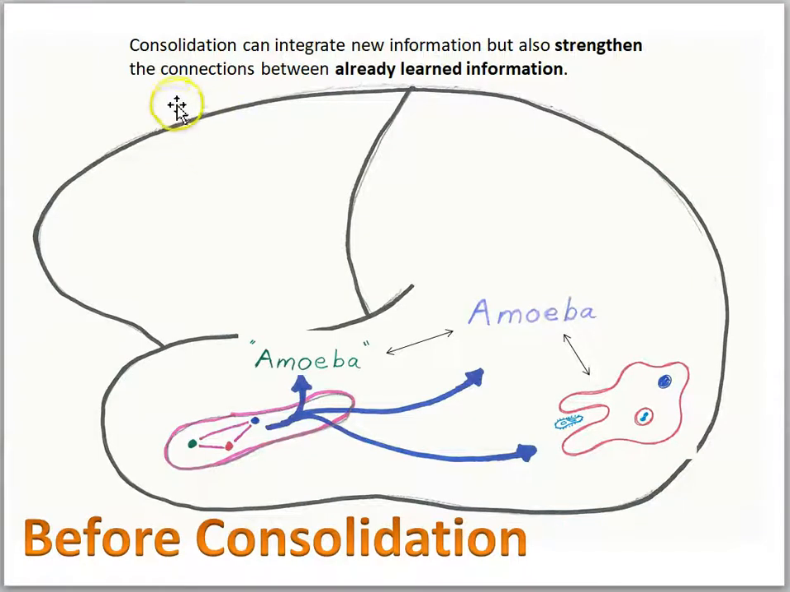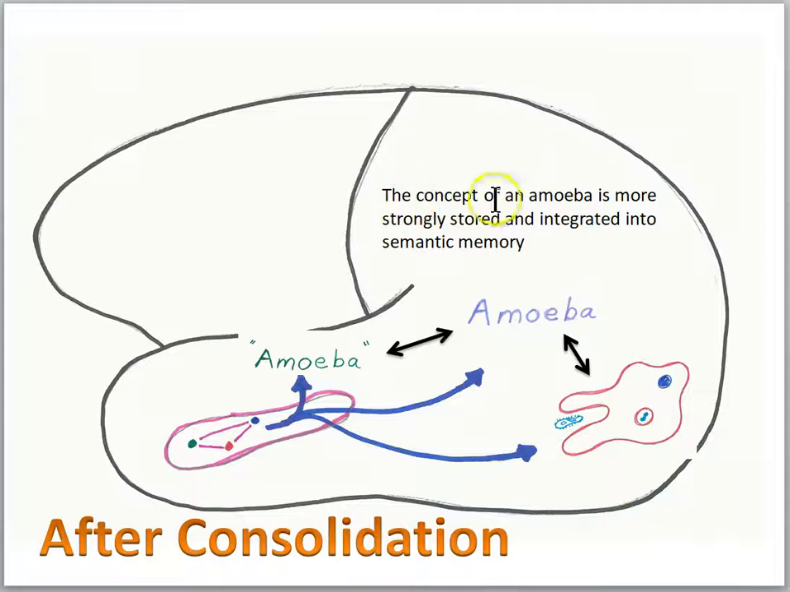Now, this consolidation process, which includes this hippocampal replay, can integrate new information but also strengthen the connections between already learned information. And so we'll add that detail by showing the arrows here. Remember, the concept of an amoeba has access to what amoeba looks like and the sound of the word amoeba, etc. So consolidation can also strengthen the linkages between the aspects of concepts, in addition to inserting new information into a semantic memory. So the concept of an amoeba is more strongly stored and integrated into semantic memory as a result of consolidation. So before consolidation, after consolidation, these links are stronger as well.